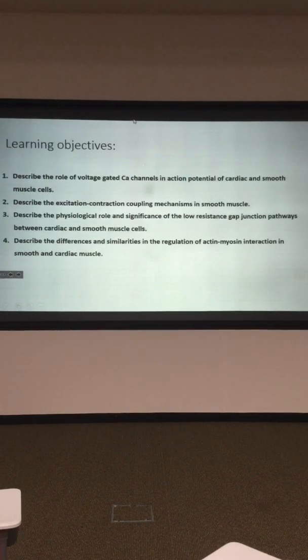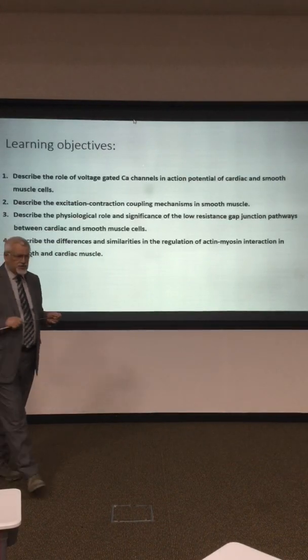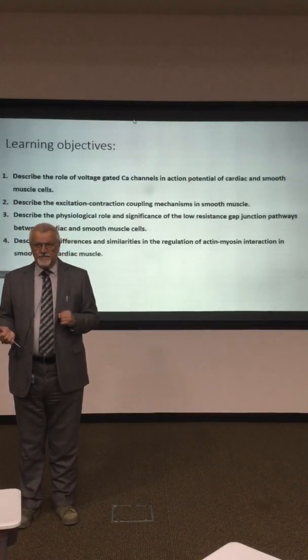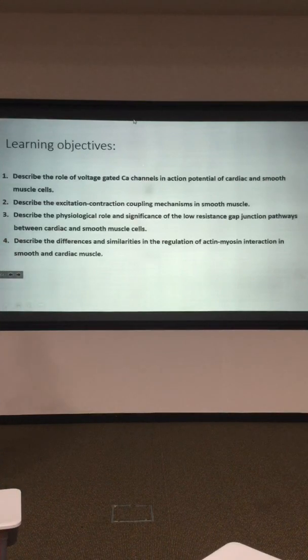At the end of this lecture, you should be able to describe the mechanism of action potential generation in cardiac and in smooth muscle, and describe mechanisms by which action potential triggers contraction. And this process is called excitation-contraction coupling, how electrical activity is coupled to contractile activity.